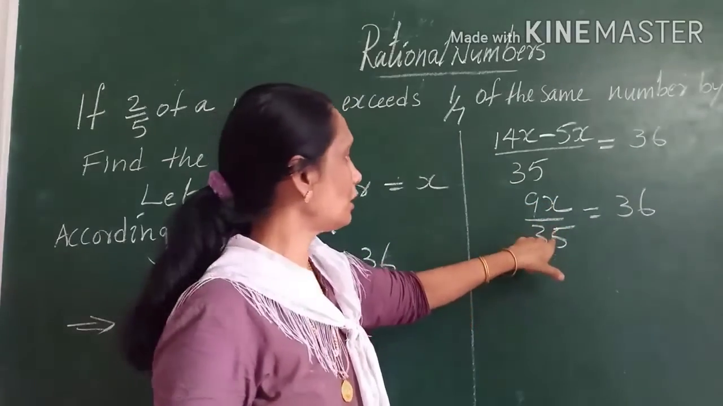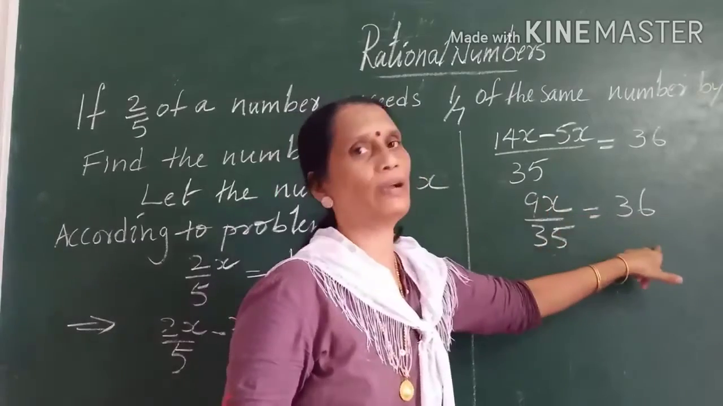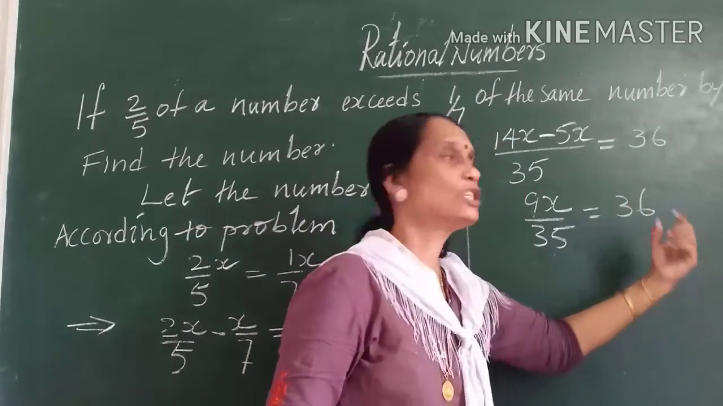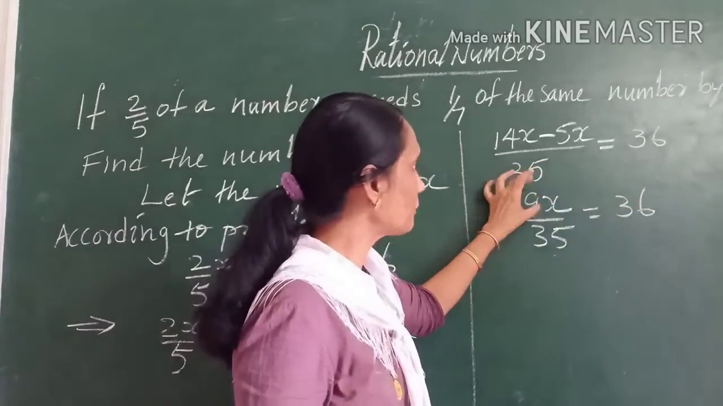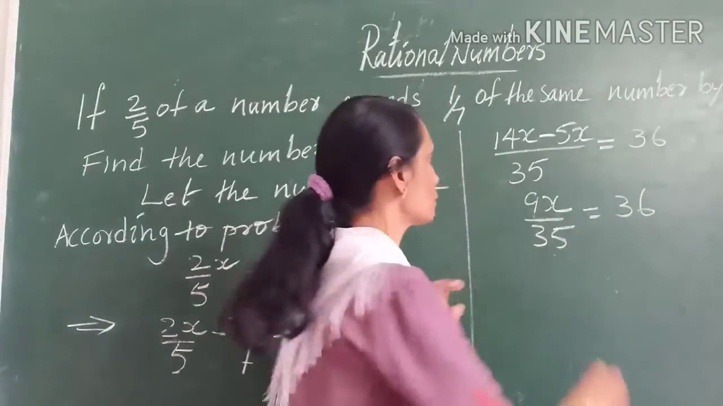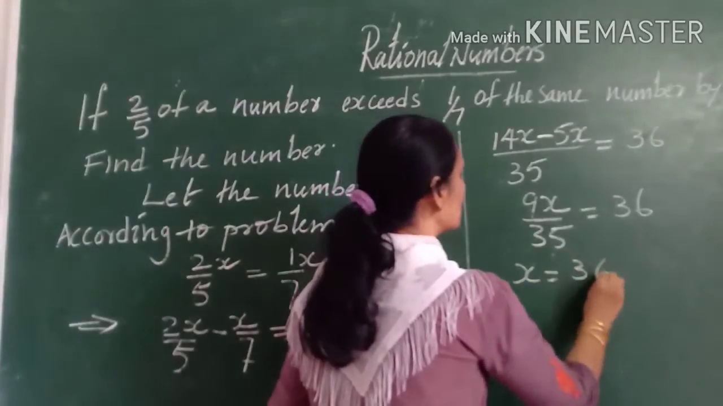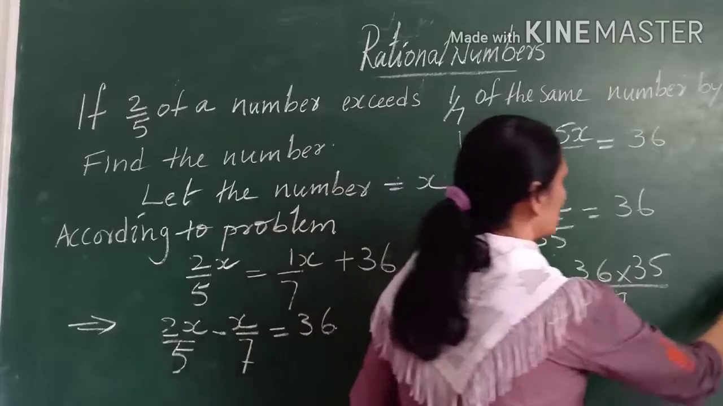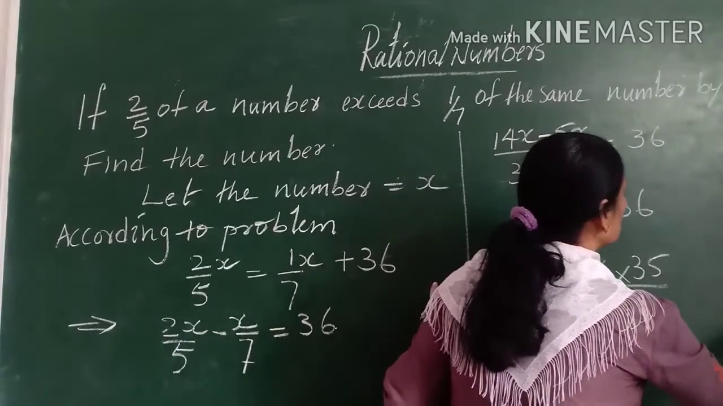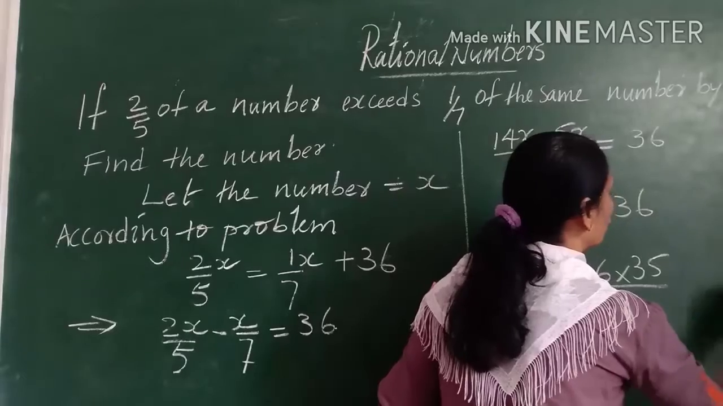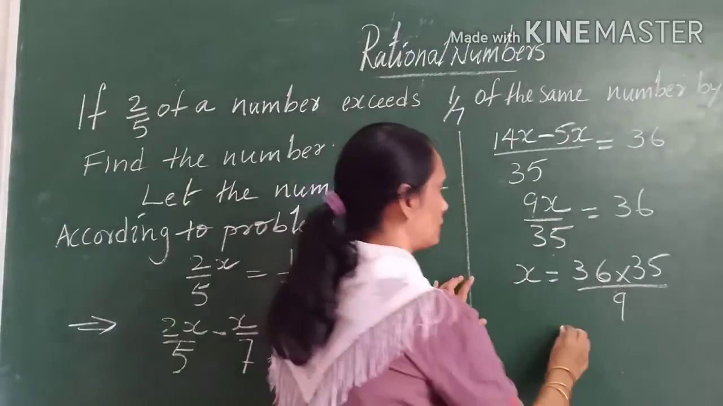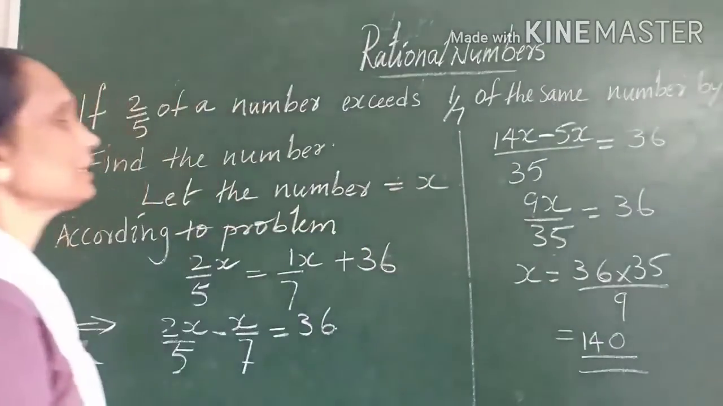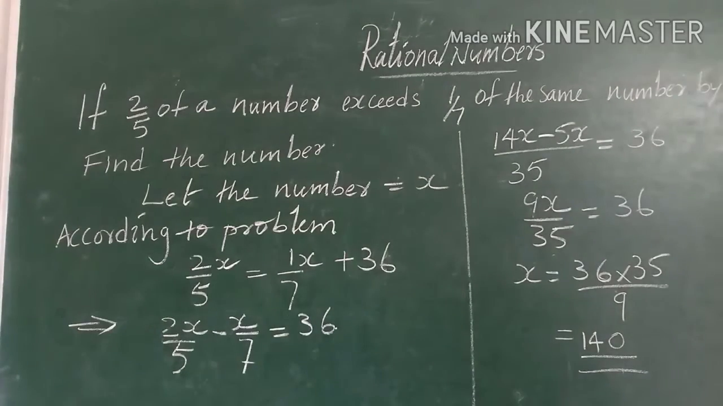So what should you do? 35 should be multiplied and 9 should be divided. When a number that is divided goes to the other side of the equation, it becomes multiplied. When a number that is multiplied goes to the other side, it becomes divided. So x is equal to 36 into 35 by 9. 9 fours are 36, so it is 140. So the value of x is 140.